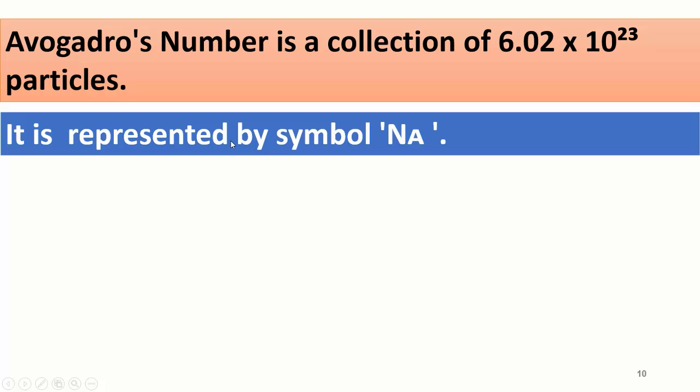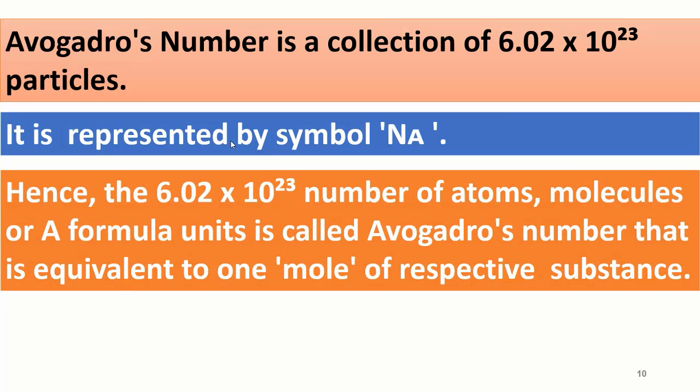And how is it represented? It is represented by the symbol Na. Hence the 6.02 into 10 to the power 23 number of atoms, molecules or formula units is called Avogadro's number. So what is Avogadro's number? 6.02 into 10 to the power 23 number of atoms, molecules and formula units, we will call Avogadro's number. And 6.02 into 10 to the power 23 is equal to how many moles? It is equal to 1 mole of a respective substance.